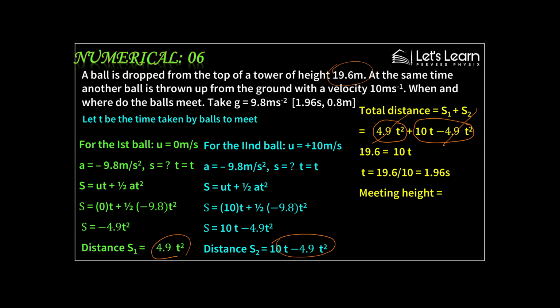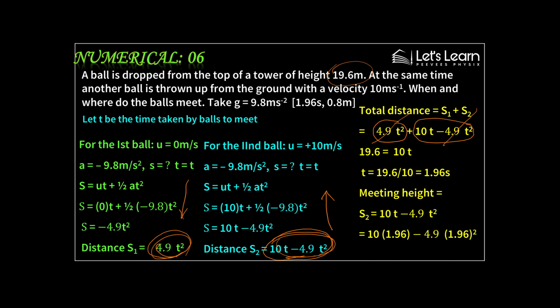And to get the meeting height, plug this t in one of the two equations. Let's plug in this one because this is the height. This is the distance through which it is falling down. The first ball was falling down and the second ball was going up. So to get the meeting height, we have to plug in this equation the t value, 1.96. Plugging that gives you the final answer, 0.78 meter. So the two balls meet at a height of 0.78 meter after a time of 1.96 seconds.